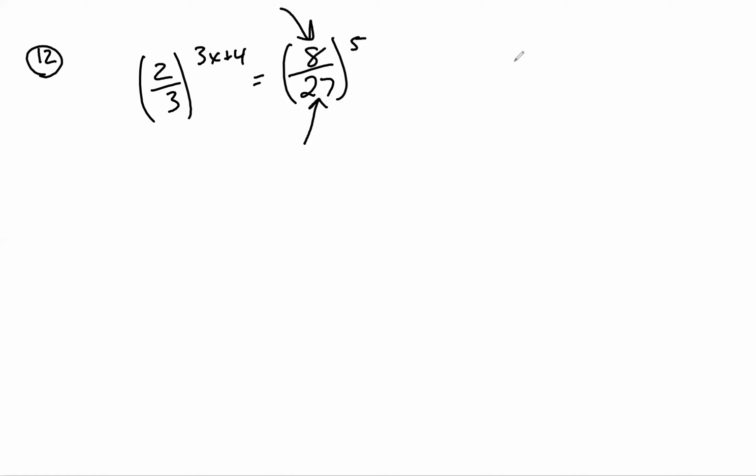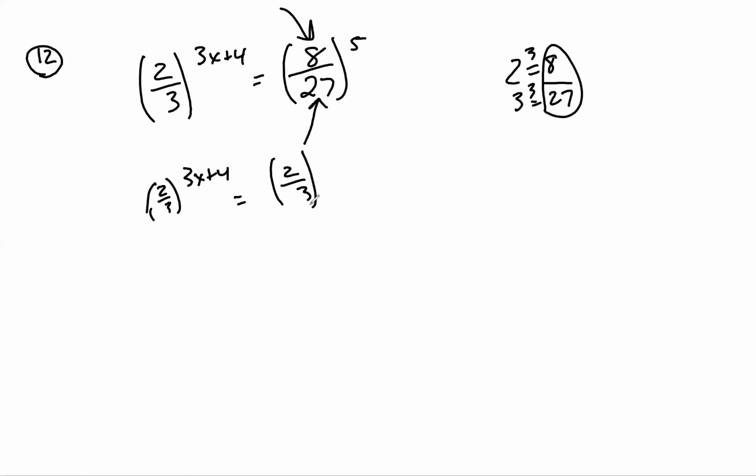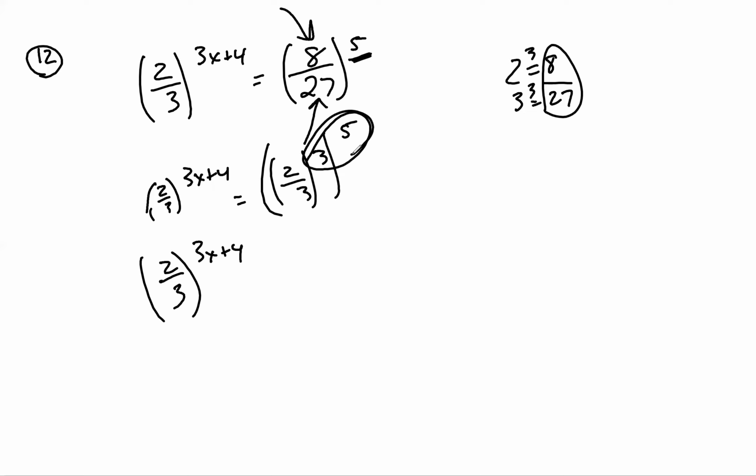And so what's going to happen is we know that 2 to the third equals 8, and we also know that 3 to the third equals 27. And look, right here's our fraction. And so what's going to happen, we're going to leave 2/3 to the 3x plus 4 alone, and we're going to say, all right, 8/27 is actually 2/3 to the third power. But here's the thing, it's also being still raised to the 5th. Okay? And so again, this side over here will stay the same, 3x plus 4. When we have two powers, power to a power, we have to multiply. And so that's going to give me 2/3 to the 15th.